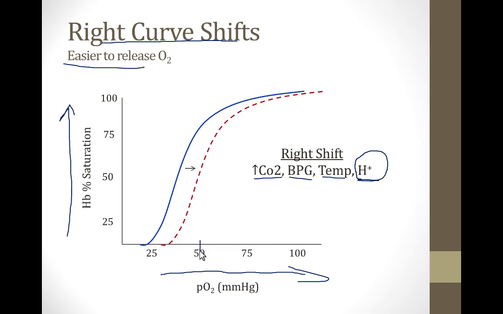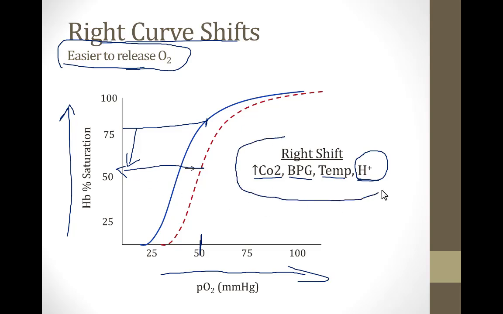Let's suppose we had a PO2 of 50. If we were on the normal blue curve, hemoglobin would be saturated right about here. That's close to 75%. But when we shift to the right at a PO2 of 50, hemoglobin is only about 50% saturated. So we have unloaded an extra 25% of oxygen by shifting to the right. This means it's easier to release oxygen. It means that more oxygen will get released. So all of these things cause hemoglobin to let go of oxygen and release more oxygen, and that's why they shift the curve to the right.